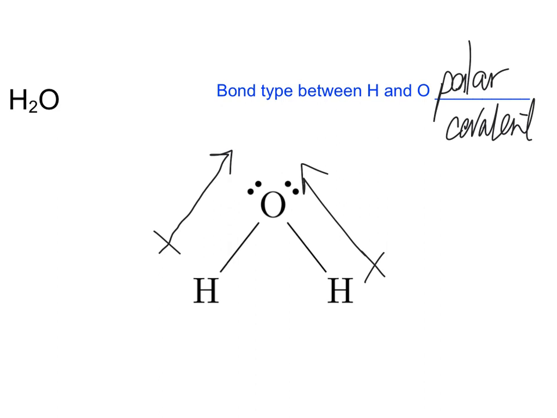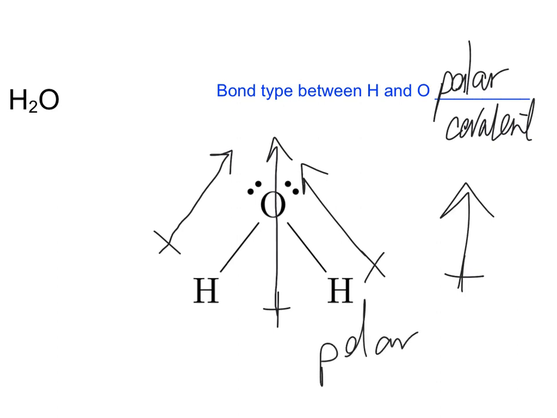Looks a little bit like this. Now notice how these two arrows are not directly fighting each other. They're not opposing each other. So really what I end up with is kind of this net arrow that looks a little bit something like this. My H side of my molecule is going to be positive. My O side is going to be a little bit more negative. This is going to be a polar molecule. So not only are there polar bonds, it can also be a polar overall molecule.